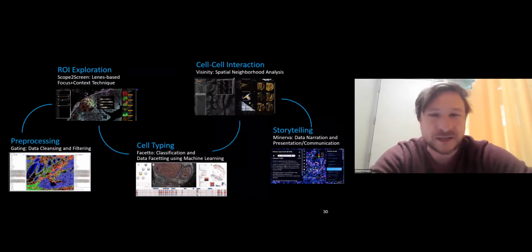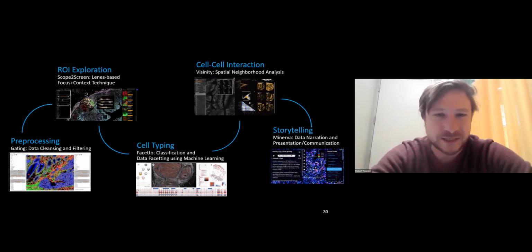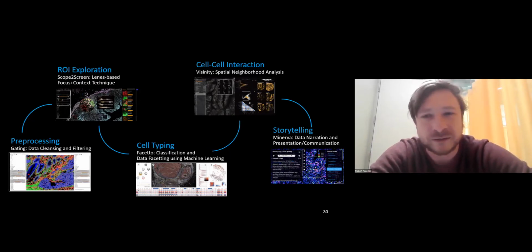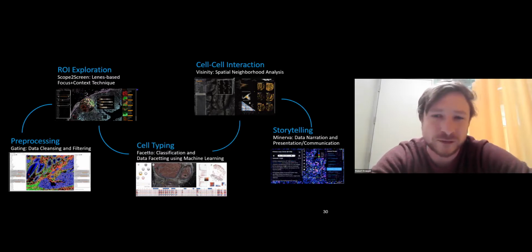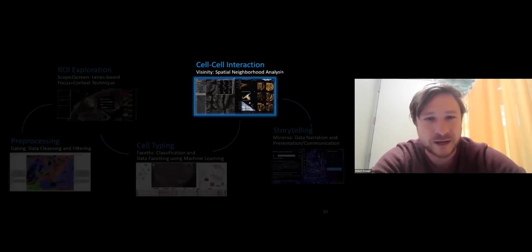So that was all about cell typing. But cell typing doesn't necessarily give you all the information about the cancer microenvironment and how spatial patterns form that could be very important to understand certain reactions in cancer tissue. And that is why our most recent approach focuses on cell-cell interactions and a spatial neighborhood analysis.